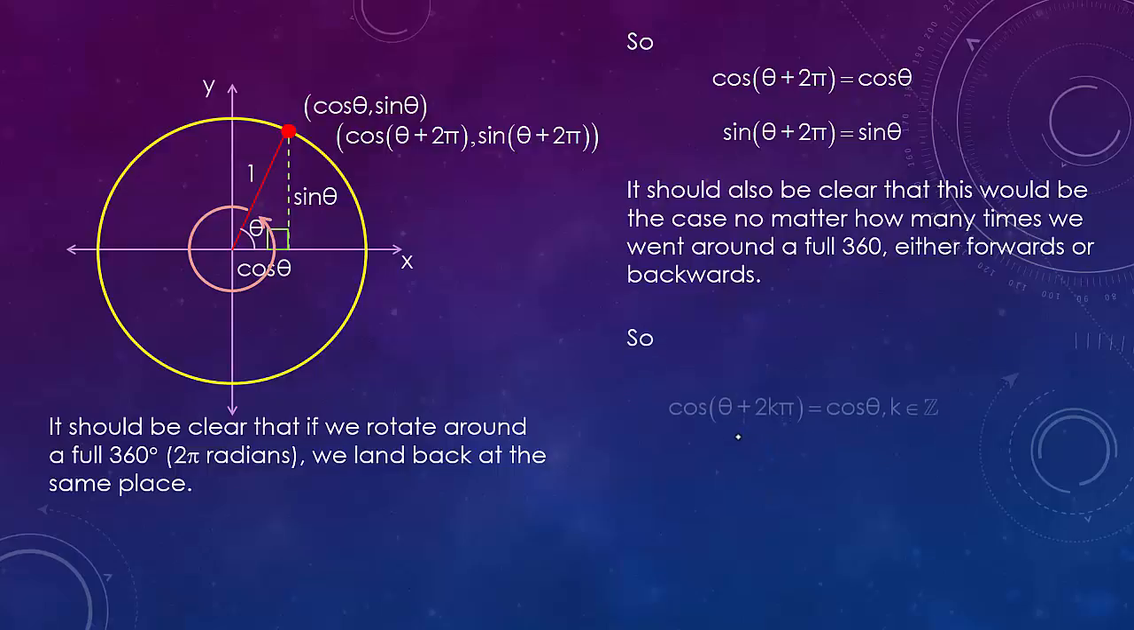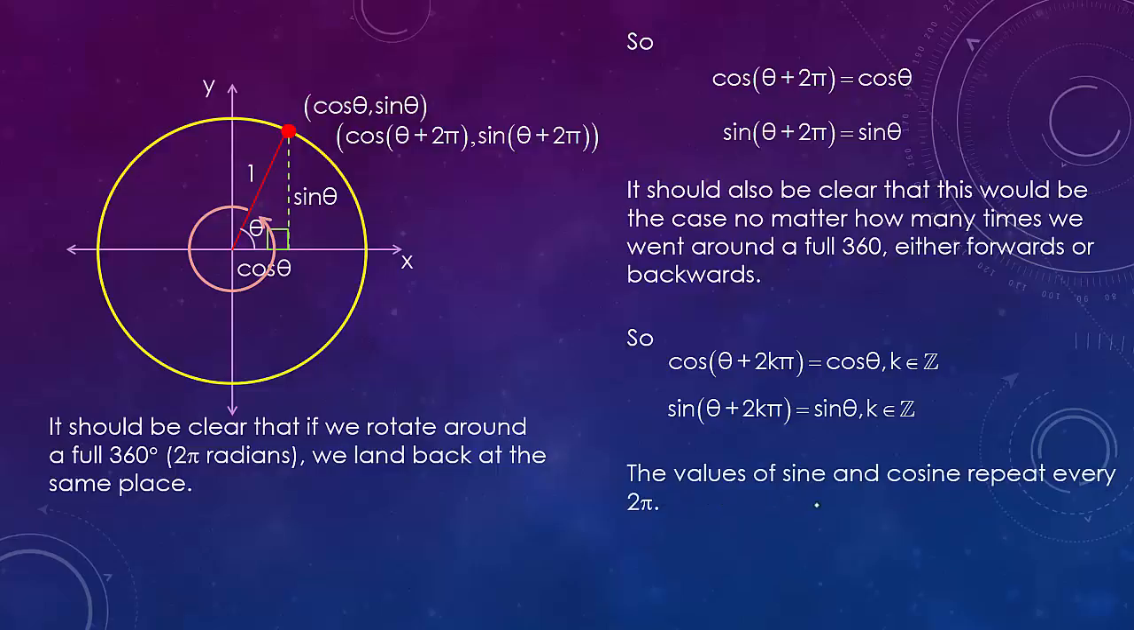So, cos of theta plus 2k pi is equal to cos theta, where k is any integer. So let's say that k is 1, then we've got this situation that we've already discussed. If k was 2, that would be theta plus 4 pi. So we'd start here and we'd go around twice, but land back on the same point. And of course the same would be true for the sine.